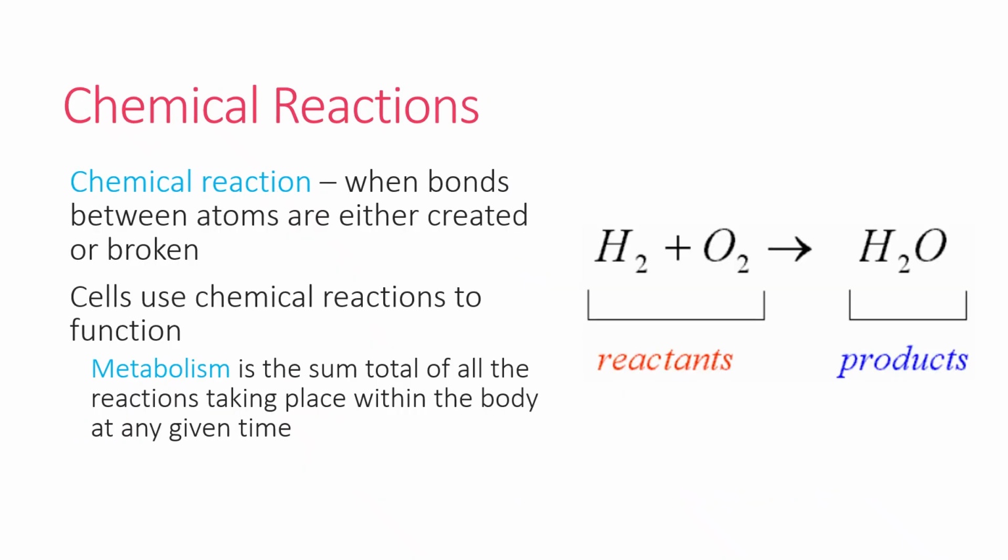Now, when we talk about chemical reactions, a chemical reaction is when a bond is either created or destroyed between atoms. And cells in the body as a whole are going to use chemical reactions to function. We'll talk about this a little more in depth later in this lecture as well as in the next lecture. But these chemical reactions are basically what makes the human body function. This is basically what makes life function. As soon as these chemical reactions stop, life stops.